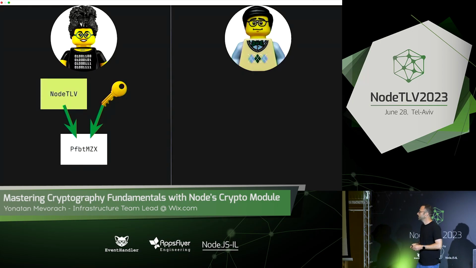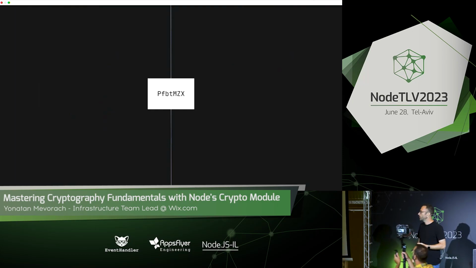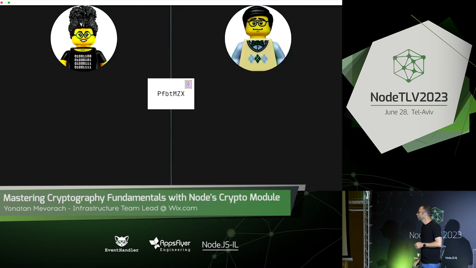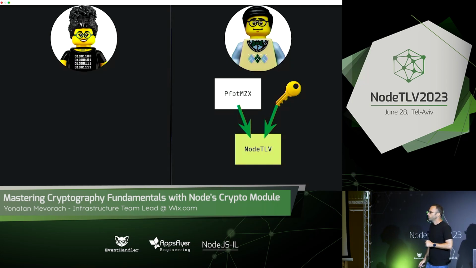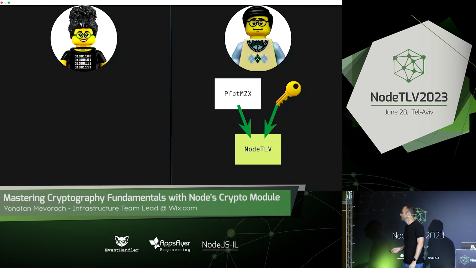For example, if the message is NodeTLV, then the ciphertext comes out something that just looks like gibberish. And this is what is sent over. So if Eve is there to read the message, no harm, no foul. And then Bob, in order to decode the message, uses his key as well, which has the same value. And then he's able to read the original message as well.